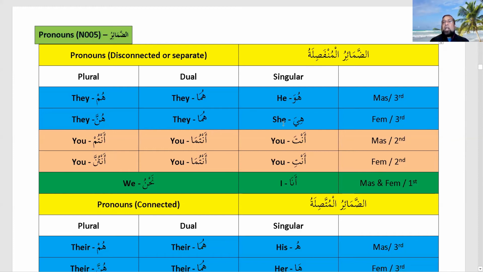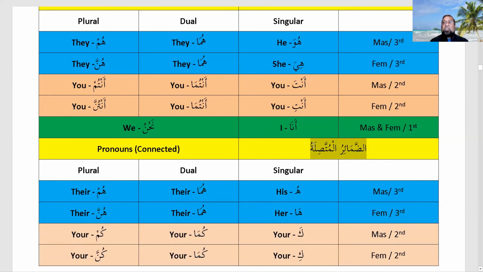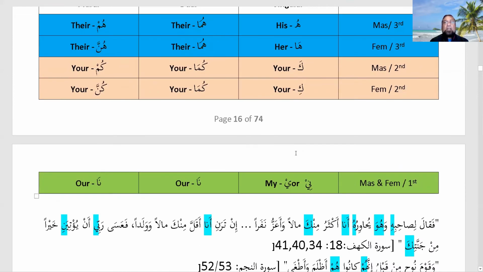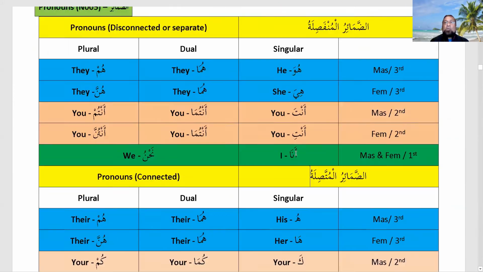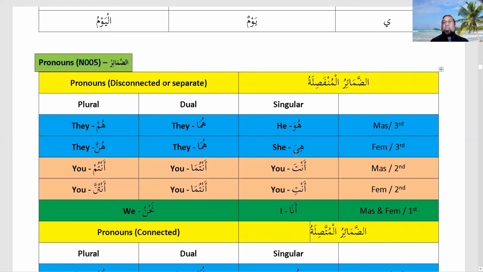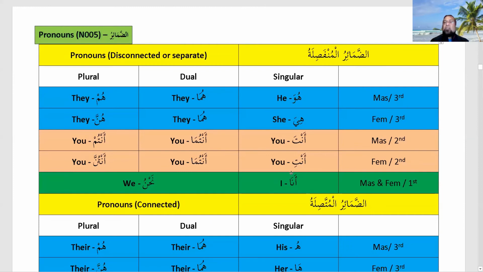Pronouns are of two kinds: الضمائر المنفصلة, the disconnected or separate pronouns, and الضمائر المتصلة, the connected pronouns. There are more details about this, but I will just share this with you and give you a few examples in the Quran, inshallah, for this lesson. I have here a chart in front of me, and the chart has 4 columns and 2 sections. الضمائر المنفصلة is one section, الضمائر المتصلة is the second section, and each of them has 4 columns.